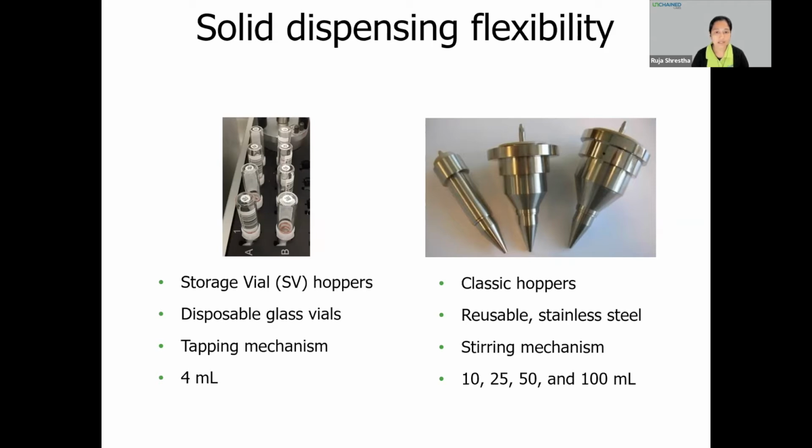The two hoppers have different working mechanisms. For example, SV hoppers work with a tapping mechanism similar to a salt shaker, and classic hoppers work with a stirring mechanism similar to a pepper grinder.